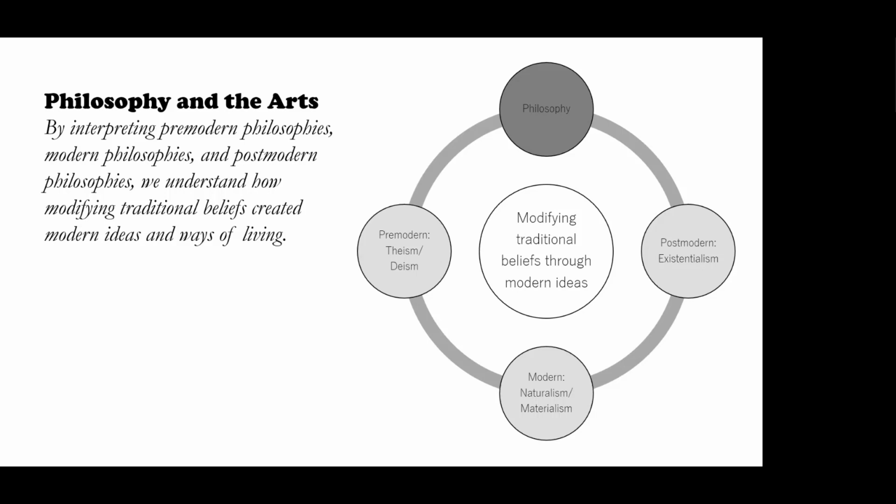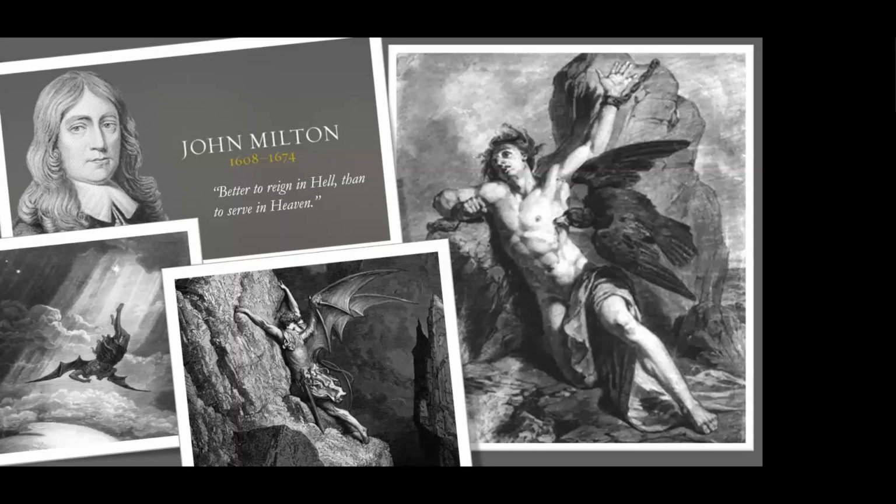Or in other words, the intersection of philosophy and art tell us how we got to who we are today. All right, so we're going to start in the earliest part of the Enlightenment period. The Enlightenment period leads directly into the 20th century. Okay? And that Enlightenment period begins with great philosophical thinkers.